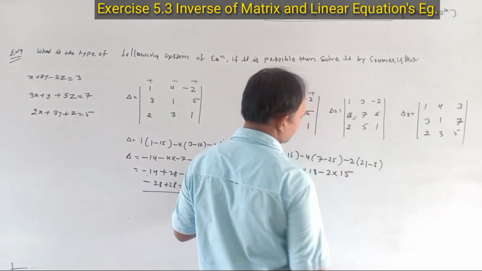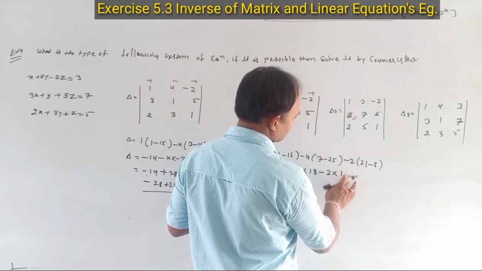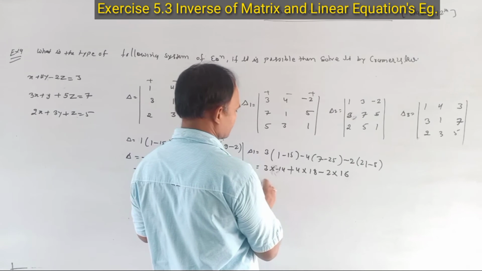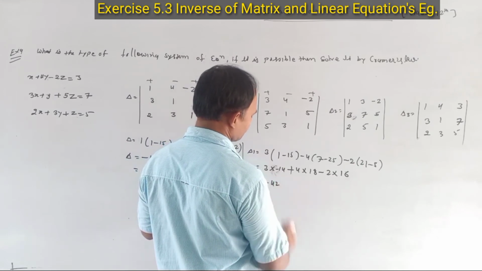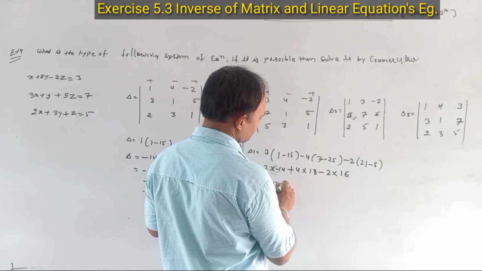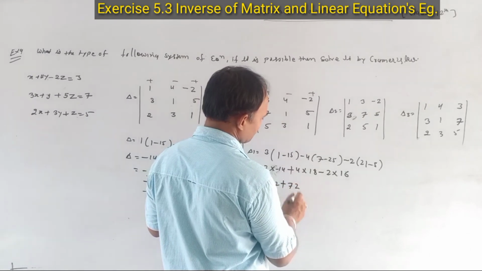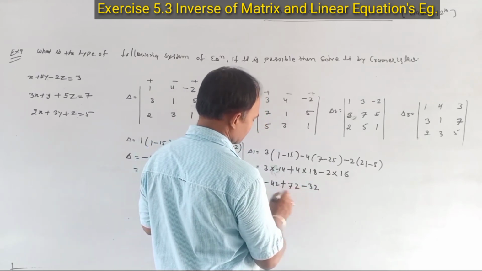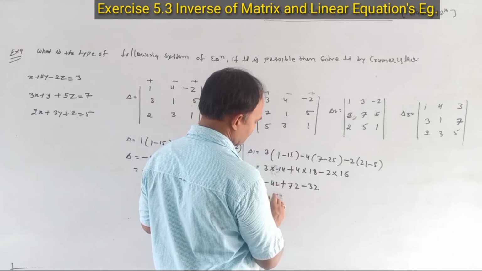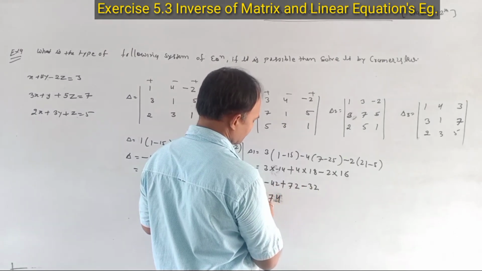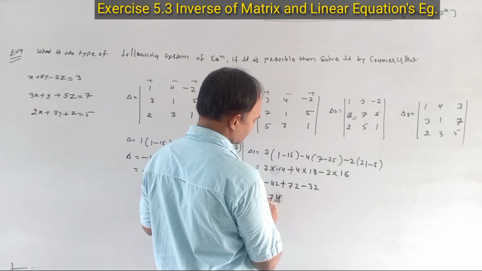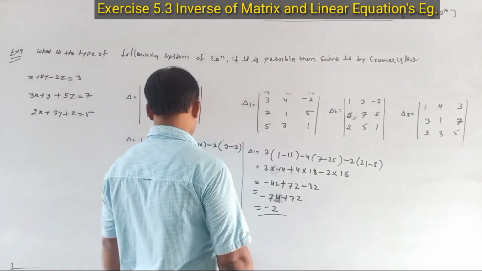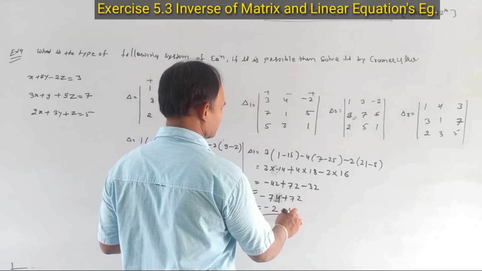It is -2, and it is 15, 16. Okay, so it is -42, 72, -32. So what about it? It is 5, 4, and 7. -74 plus 72. So we can say that it is -2. Okay, it is not equal to 0.